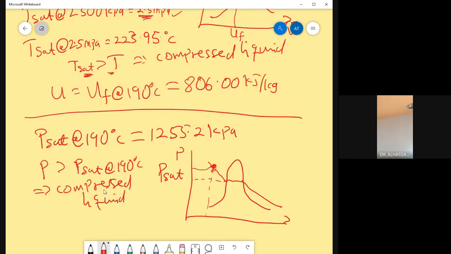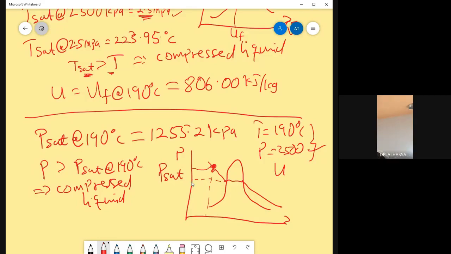Then again, we have to go to the compressed liquid state at the temperature T equals 190 degrees Celsius and P equals 2,500. We are going to look for U. But if you go to the property table in the compressed liquid state, you're not going to find this. So the approximation will come again.